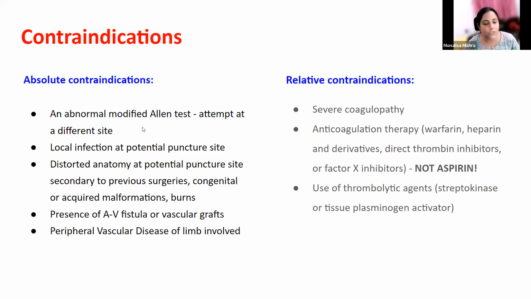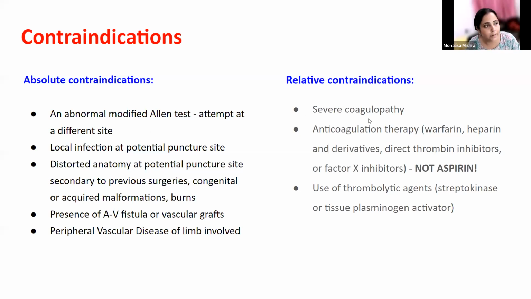For instance, if the patient is having an abnormal Allen's test, which I will tell you in the next slide. If there is any local infection at the puncture site, then you will not be able to puncture to take an ABG. If there is any distorted anatomy because of previous surgeries, malformations or burns, or any AV fistula, for instance a CKD patient undergoing dialysis who has a fistula, you can't take ABG from that side, right? And any peripheral vascular disease of the limb also. So these are the various absolute contraindications of taking ABG from that particular blood vessel.